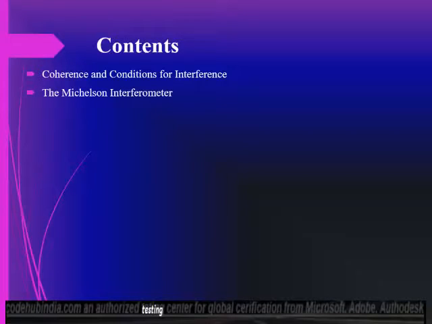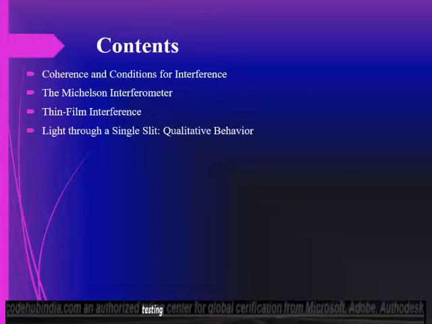And we have to understand the interface of the light, what an interferometer is, and thin film interface. Light through a single slit: qualitative behavior. What is the behavior of light when it passes through a single small slit?